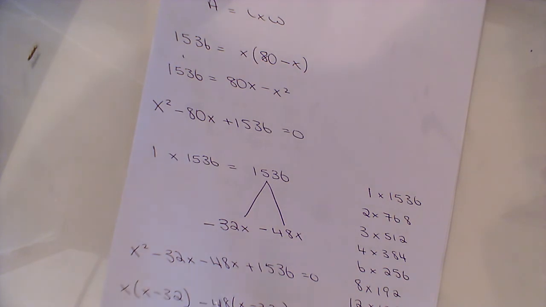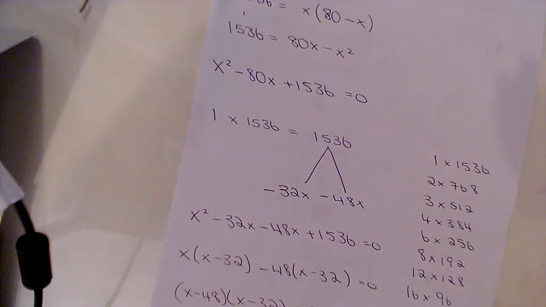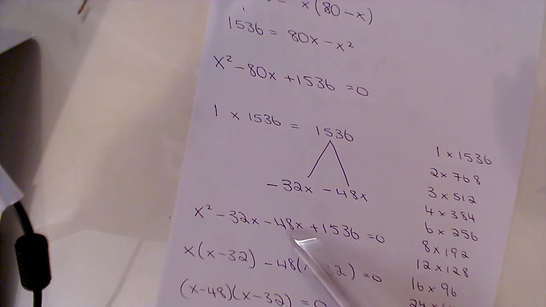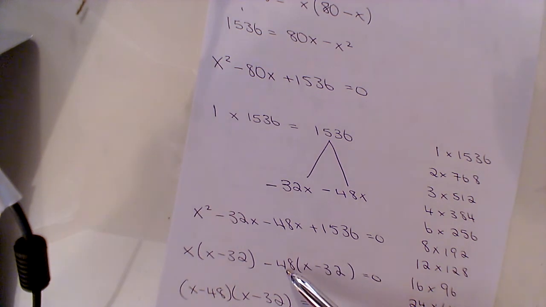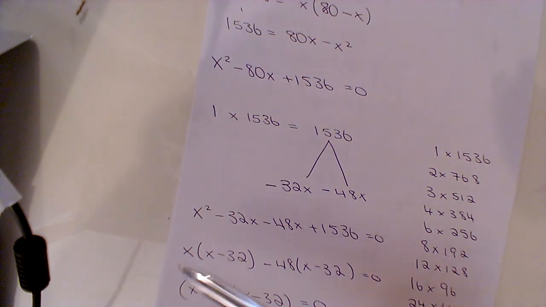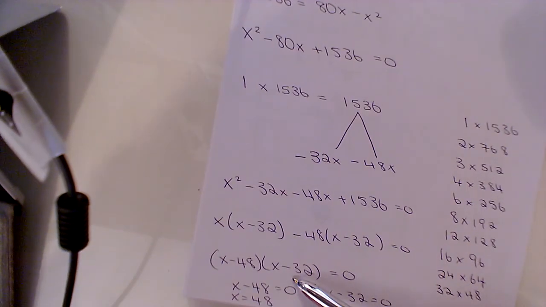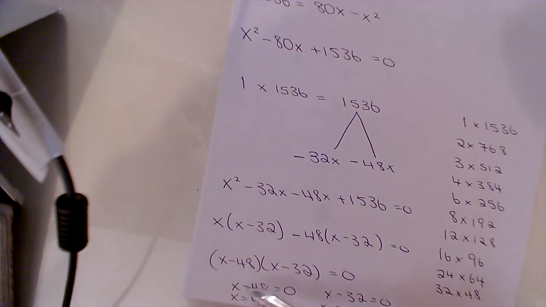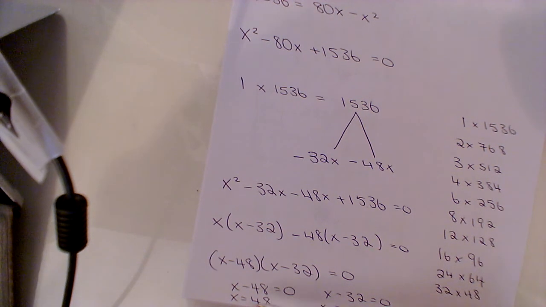And I have then x bracket x minus 32, and I check here what they have in common. I take out my 48 and I'm left with x minus 32 is equal to 0. I bring these together, so I have x minus 48, x minus 32 is equal to 0. I have x minus 48 is equal to 0, so I have x is equal to 48, and I have x minus 32 is equal to 0, so I have x is equal to 32.